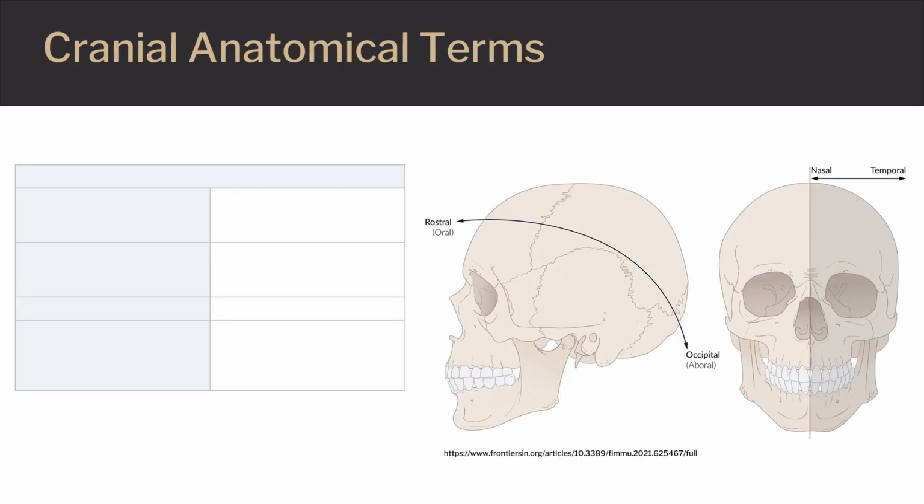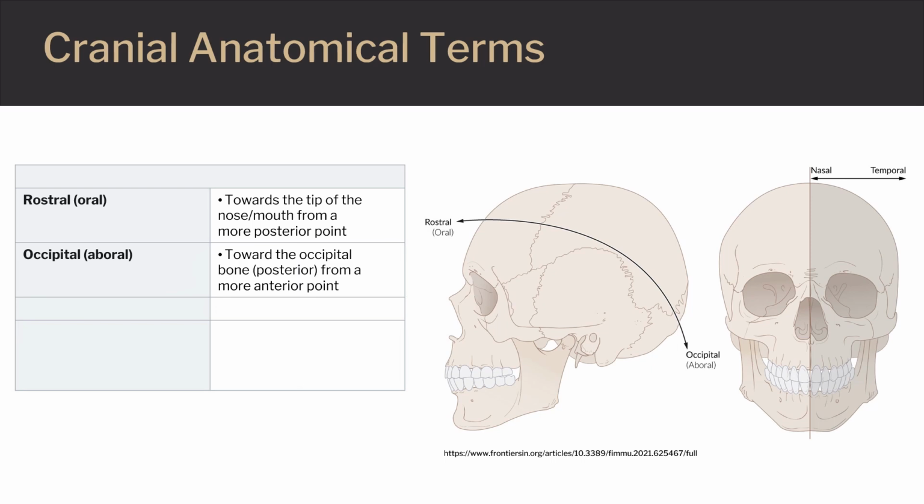Let's discuss some cranial anatomical terms. Rostral or oral means towards the tip of the nose or the mouth from a more posterior point. Occipital or aboral means toward the occipital bone from a more anterior point. Nasal means towards the skull midline, and temporal means towards the temporal bone, or lateral from a more medial point.